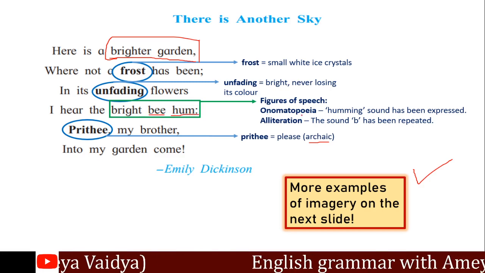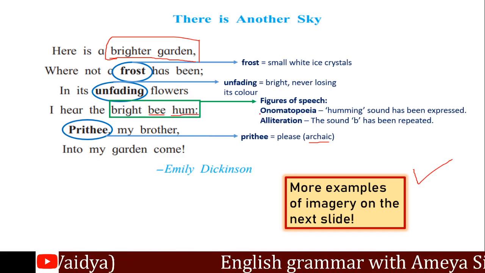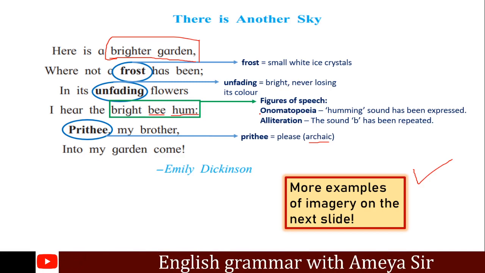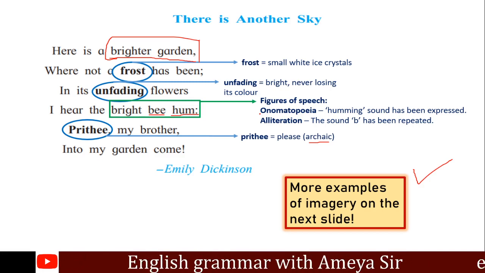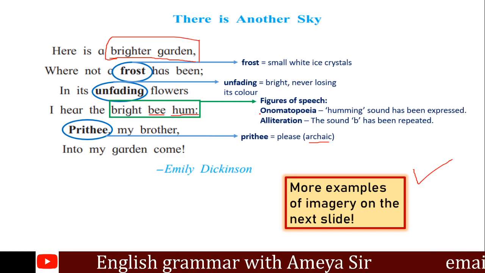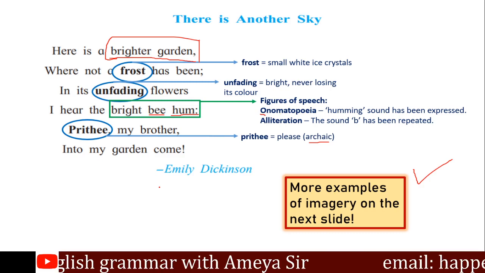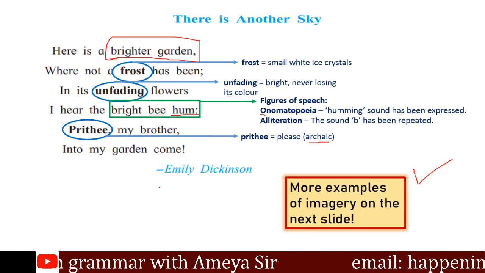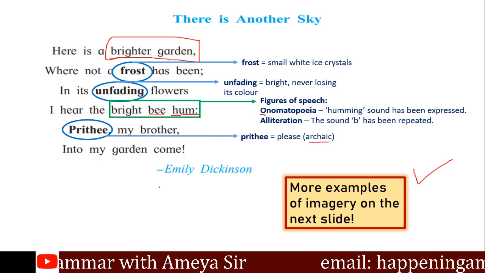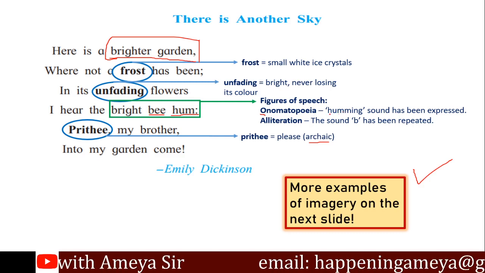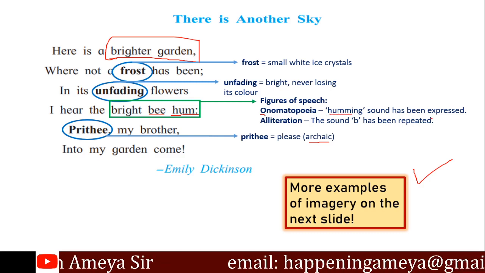So this is onomatopoeia. Please be careful with the pronunciation. It is onomatopoeia. The O makes the sound, just like onion, and just like occasion. Something like that. So it's onomatopoeia. And why is that so? Because the humming sound has been expressed.